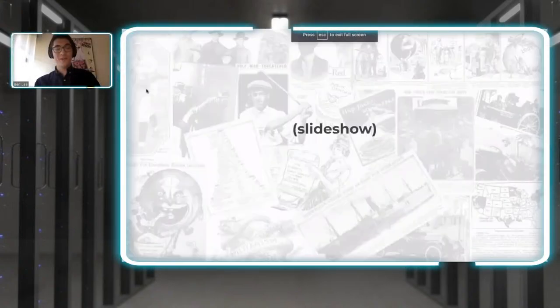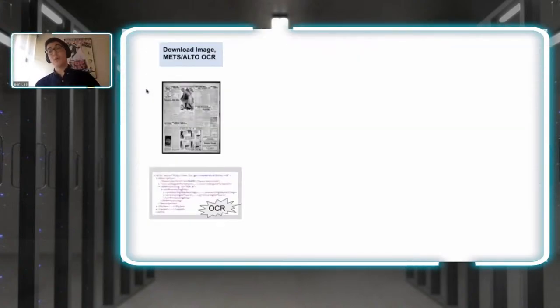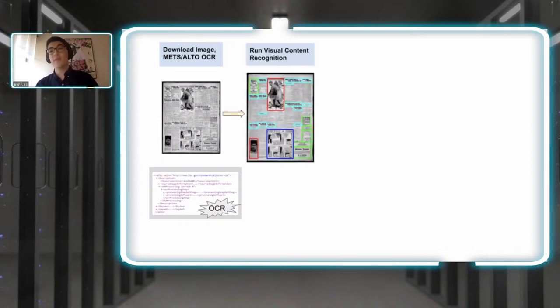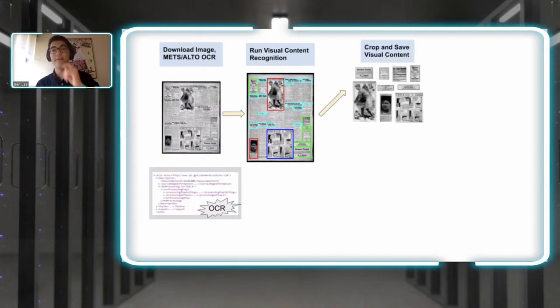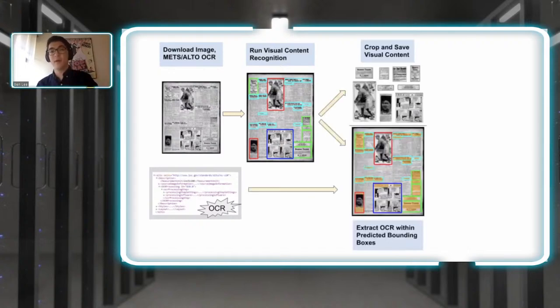So with that, let me talk about the general pipeline for getting Newspaper Navigator to work at scale. The idea here was, for a given Chronicling America page, we can use the existing API to grab the physical scan and the corresponding ALTO OCR. Once we have this, we can run this visual content recognition model, as I've shown. We can then crop and save out all the relevant visual content, and go into the extracted OCR and extract the relevant textual captions.